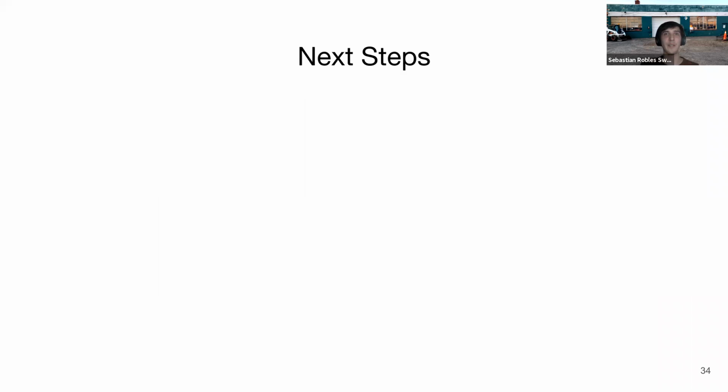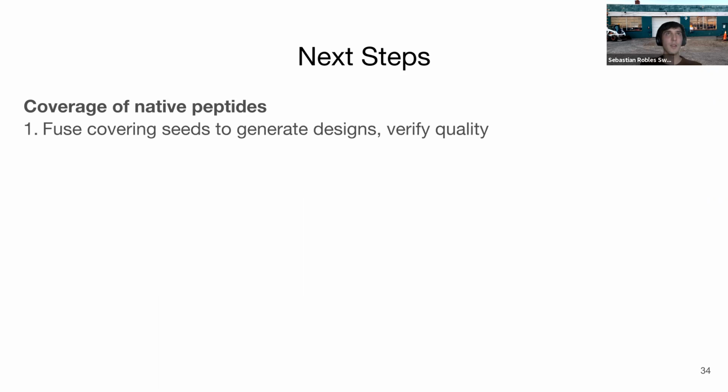So now I have a really text-heavy slide. I'll try not to take too long with it, but I want to talk about next steps because obviously this is still really a work in progress. I talked a little bit about coverage of native peptides, and I've argued that this RMSD cutoff is potentially meaningful for defining coverage, but to actually show that, I'd want to combine the seeds, fuse them together and generate actual backbones, and as a first step, just verify the quality, make sure there are no oddities in the backbone geometry.